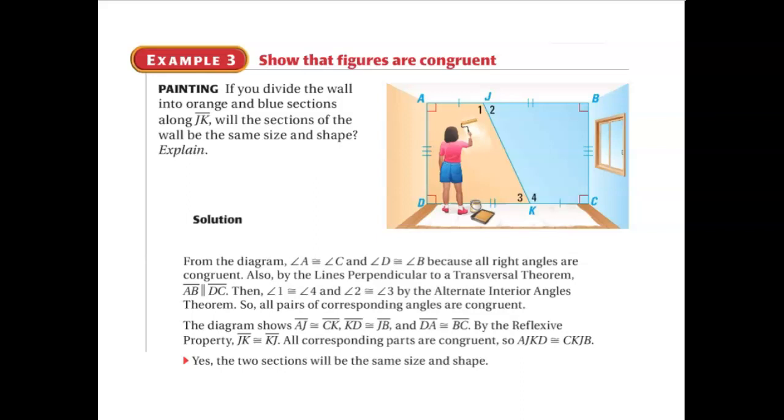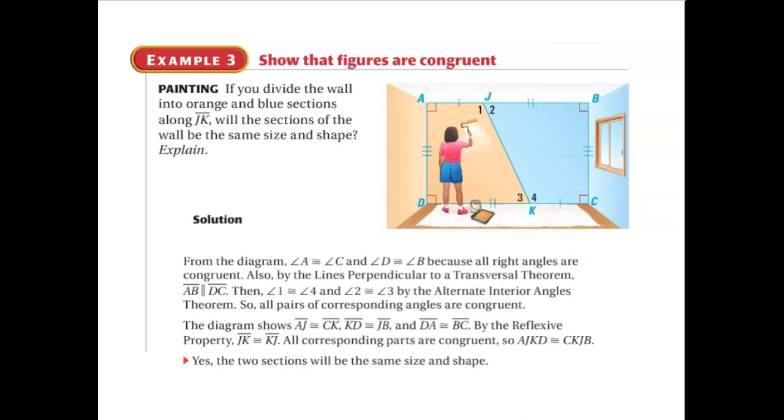All right, so this just says everything that we've just explained. So, based on that, we've shown that every single side and every single angle corresponds to every single side and every single angle of the other. So yes, we can say that those two sections will be congruent, or in other words, will be the same size and shape.